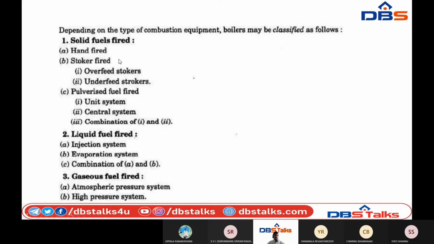Okay, today in this class, we will discuss about hand fired and stoker fired. Pulverized will be discussed later. Liquid fuel fired system: injection, evaporation, combination, gas. Coming to gaseous: atmospheric pressure, high pressure. Okay, today in this class, we will discuss only about overfeed and underfeed. These classifications will be discussed in later classes.